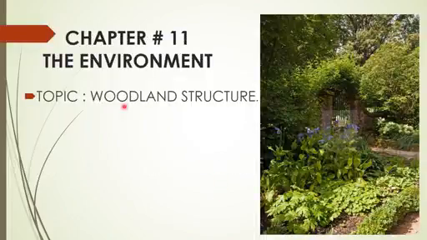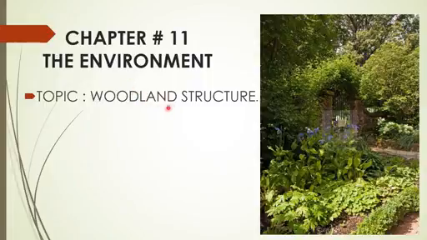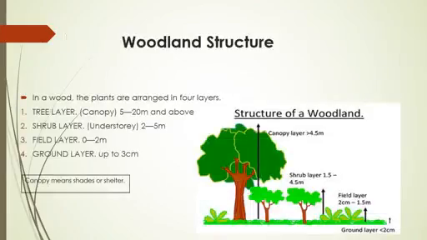Today we are going to discuss a topic from chapter number 11, that is the environment, and the name of the topic is Woodland Structure. We have discussed this topic in the previous lecture also. In woodland structure there are four layers: tree layer, shrub layer, field layer and ground layer. We have discussed the tree layer and the shrub layer already, and today mainly we will discuss the field layer and the ground layer.